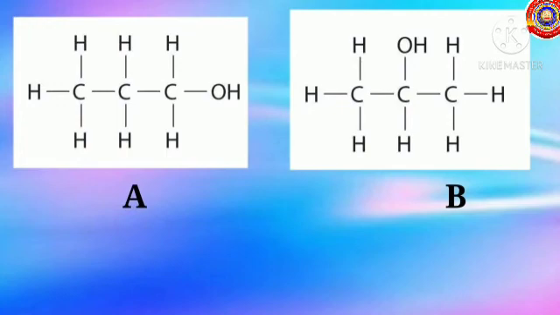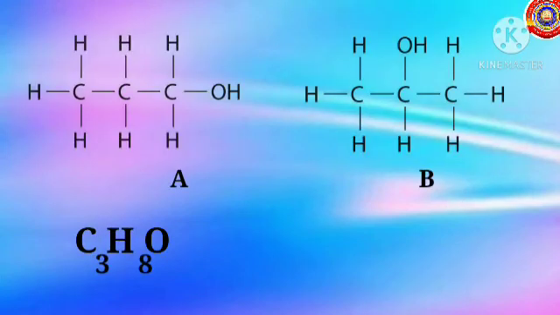What is the molecular formula of the structure A? Yes, you are right. C3H8O. And what about the structure B? Again, C3H8O. So what difference do you observe in these compounds? Very good. There is a change in the position of the functional groups, right? So if there is a change in the position number of the functional group, there will be a change in the IUPAC name also, right?